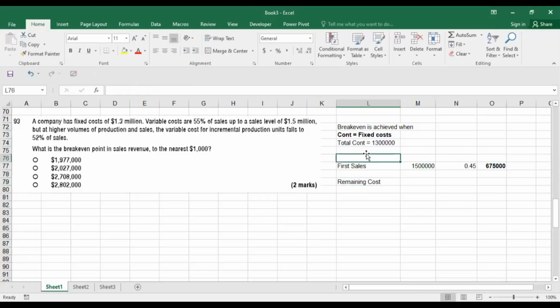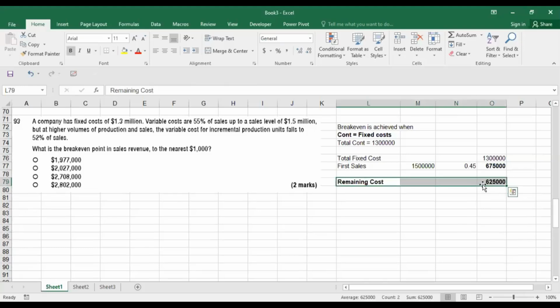Remaining fixed cost, let me write down here also again the same way. Total cost, total fixed cost was 1.3 million. So from 1.3 million, 675 is recovered. So remaining which I need to recover is 625. How do you recover 625?